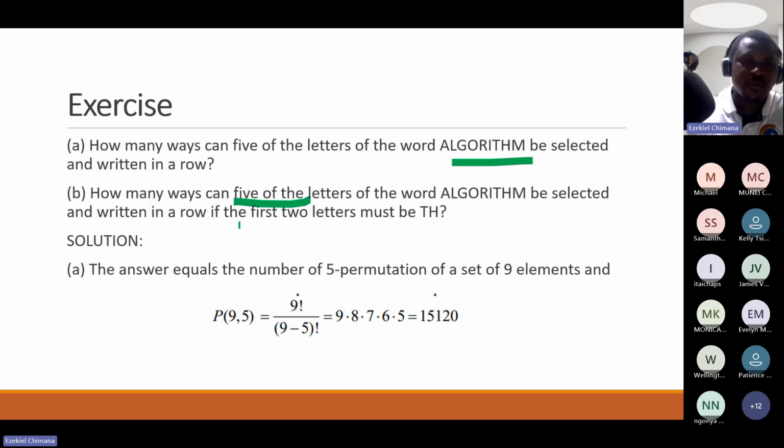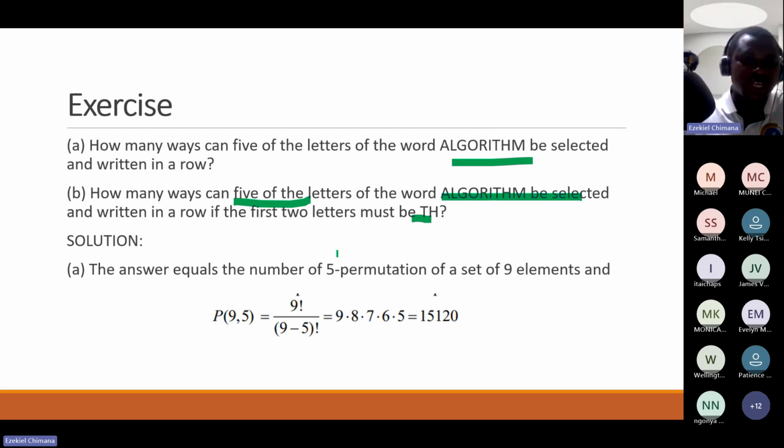Here we've got 5 of the letters of the word. But if you look at it here, it is being said that the first 2 letters are going to be TH. So it will be TH, then we add the other 3 letters to make it 5. TH, and we add the other 3 letters to make it 5. So we need to model that so that we know exactly what is our R and what is our N.